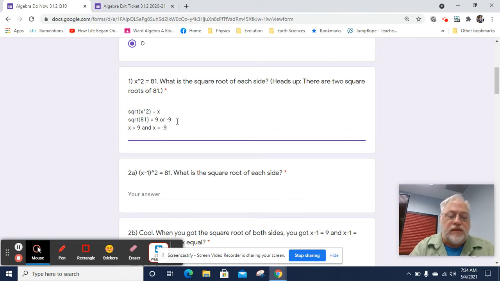And you can rewrite that, you can compress all that data by doing this. x equals plus or minus 9. That is a way of saying 9 and negative 9. That's two numbers when I say plus or minus.